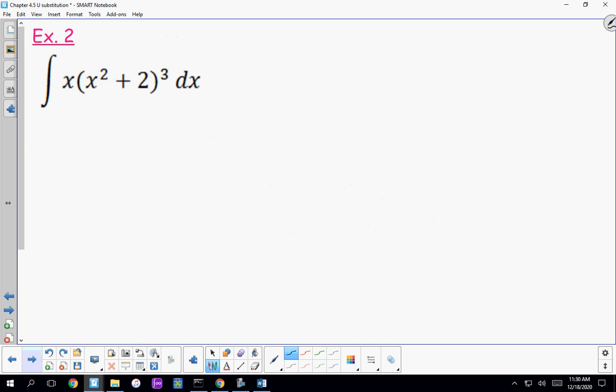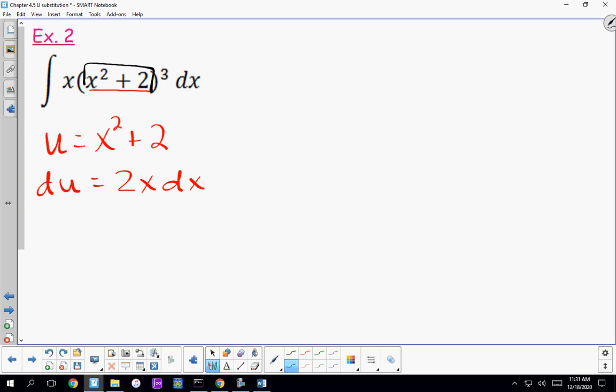Okay, so here's a little bit more complicated one. Again, we're going to make our choice for u to be our inner function. So our u is going to equal x squared plus 2. Our du then is going to be 2x dx. When we make our substitution, this piece goes out, and I get u to the third.